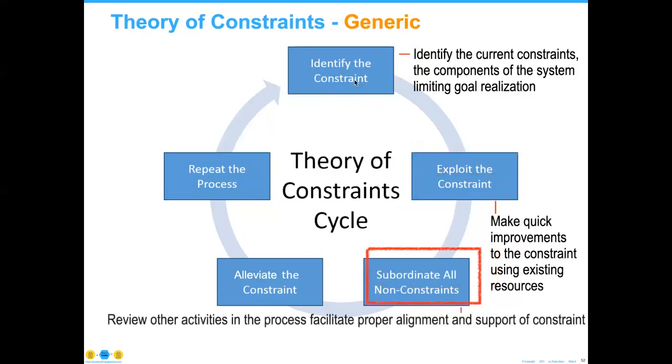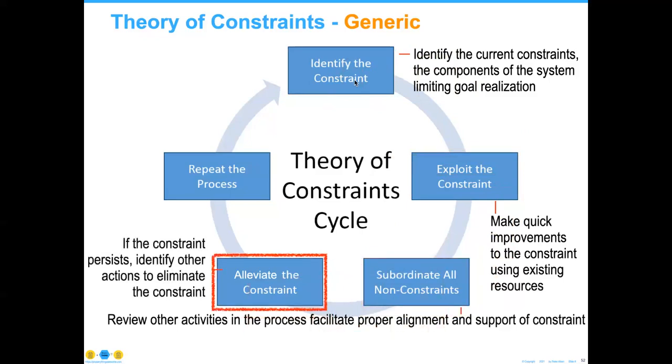However, in many cases, it will not be possible to make that work. So now you need to review this in context of all other activities to figure out what is the proper strategic alignment and make sure that you have enough support to actually do this. If the constraint persists, then you're going to have to alleviate the constraint with some structural remedies.